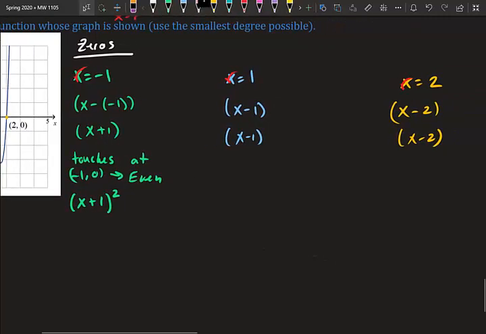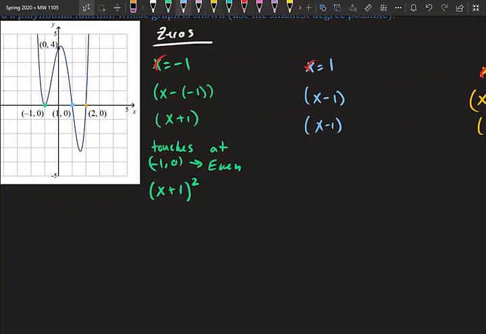Alright, next we go to our blue one, our positive one, which turned into negative. So our x at +1, it crosses. So it crosses at 1, 0. That means it has to be odd. So odd, it crosses. That means our exponent has to be 1. So we have x minus 1 to the power of 1.